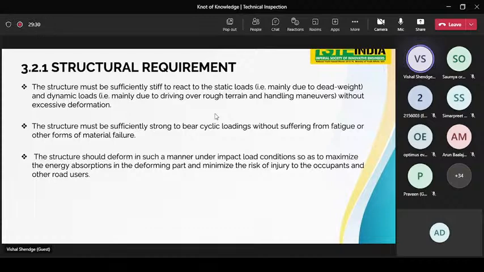The structure must be sufficiently stiff to react to the static loads, which are mainly due to dead weight, and dynamic loads, which are mainly due to driving over rough roads and handling maneuvers, without excessive deformation. The structure must be sufficiently strong to bear cyclic loading without suffering from fatigue or other forms of material failure. The structure should deform in such a manner under impact load conditions as to maximize the energy absorption in the deforming part and minimize the risk of injury to the occupants and the road users.